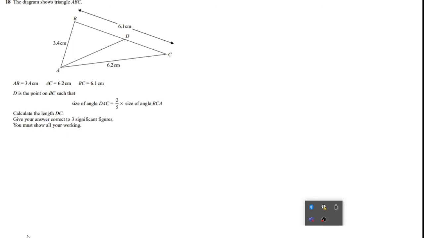Okay, the diagram's got triangle ABC. AB is 3.4, AC is 6.2, and BC is 6.1. D is on the line BC, such that angle DAC is 2/5 of BCA. So if I label this X, because this is DCA, and then I times that by 2/5 to get DAC, that's going to be 2/5 of X.